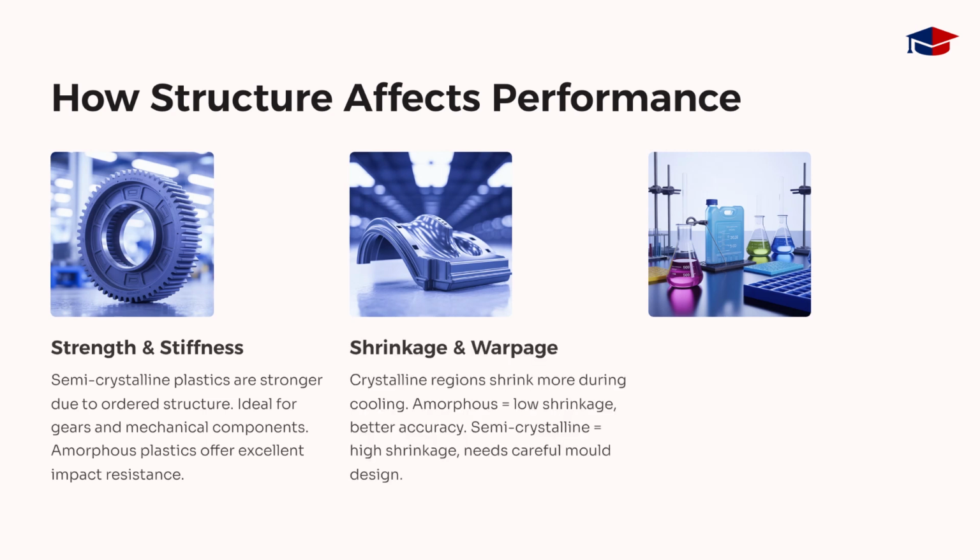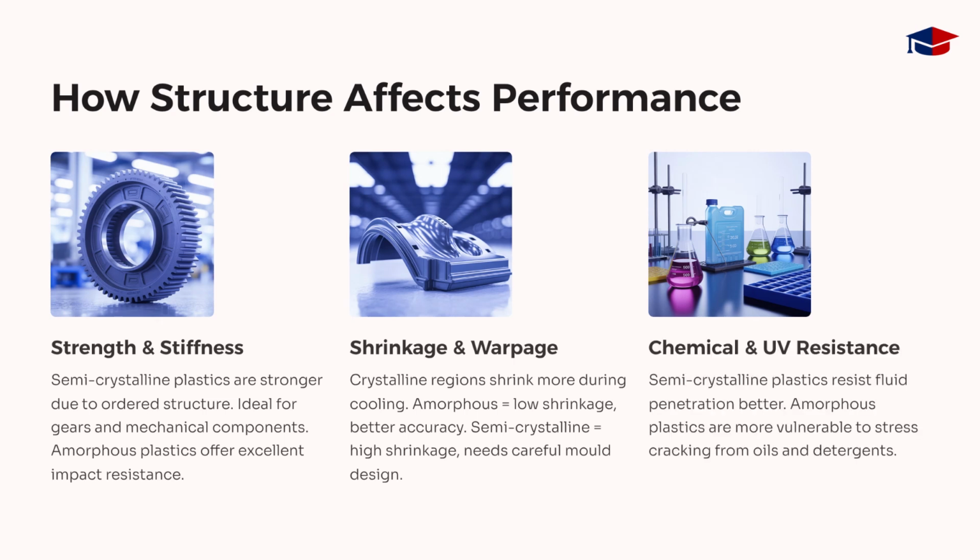Number 2. Shrinkage and warpage. Crystalline regions shrink more during cooling. If the wall thickness is uneven, this differential shrinkage causes warpage. Amorphous plastics offer low shrinkage and better dimensional accuracy, while semi-crystalline plastics offer high shrinkage, so careful mold design is needed. Number 3. Chemical and UV resistance. Semi-crystalline plastics have better chemical resistance because the tightly packed crystalline regions resist fluid penetration. Amorphous plastics are more vulnerable to stress cracking in the presence of oils, detergents, or alcohol.